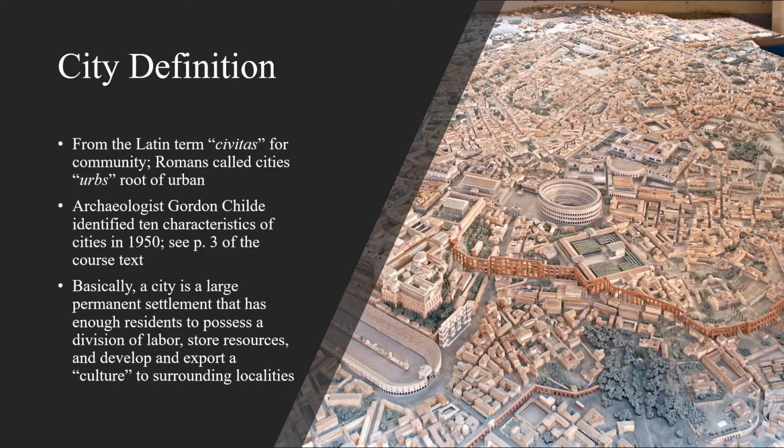Archaeologist Gordon Childe identified 10 characteristics of cities in 1950. See page 3 of the course textbook for these 10 terms. To sum up Childe's terminology, basically, a city is a large permanent settlement that has enough residents to possess a division of labor, store resources, and develop and export a culture to surrounding localities.